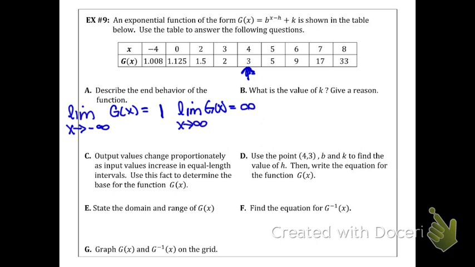B says, what is the value of k, and give a reason. So notice k is that vertical shift, okay? Our vertical shift is that asymptote, because we're in exponential form. So it's my horizontal asymptote. We can see right here that horizontal asymptote is at 1. So that means that my k value is equal to 1, and that's because it is the horizontal asymptote.